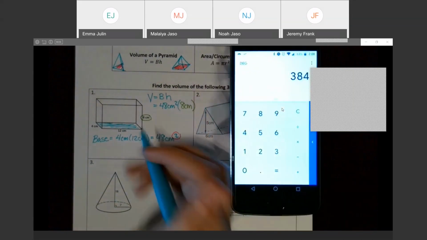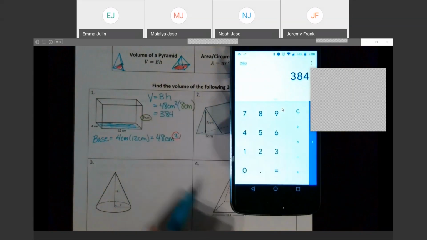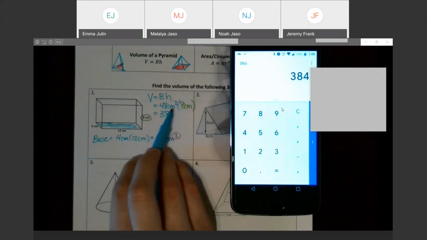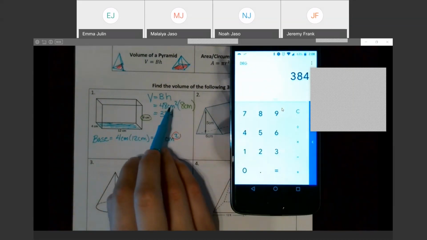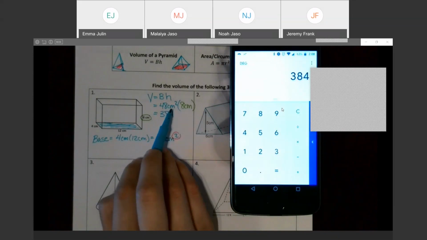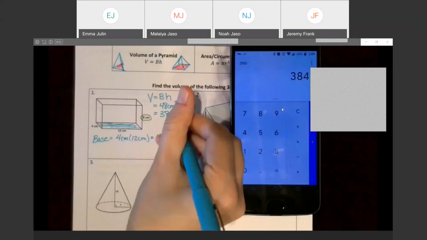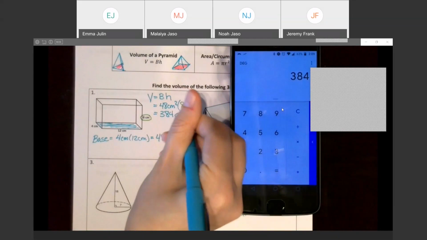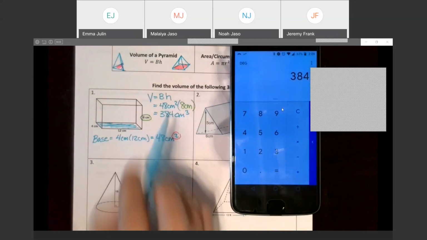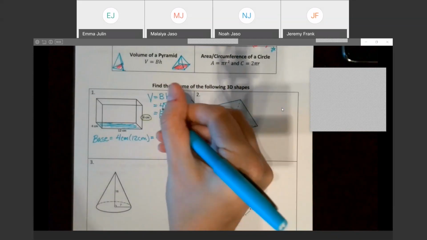If I write that down, 384, I have to make sure to still include my units. In this case, I'm multiplying centimeters squared by centimeters. If you have units that are squared being multiplied to a normal unit measurement like this, you have to write it as centimeters cubed. It's like we're counting up with it. So that would be our volume for a rectangular prism.